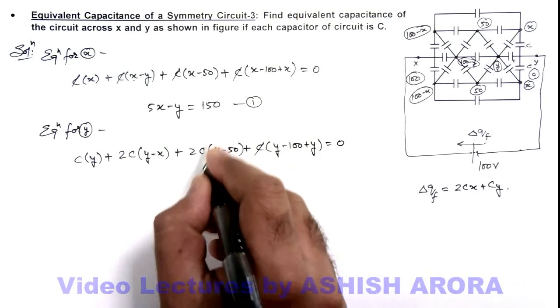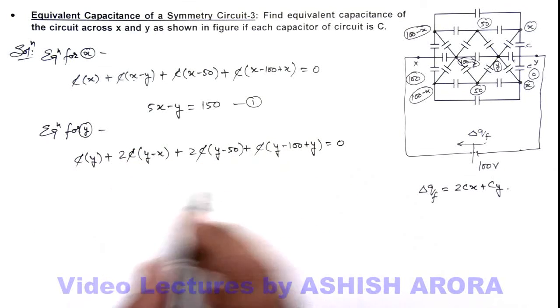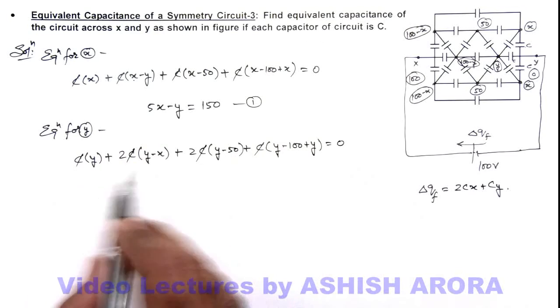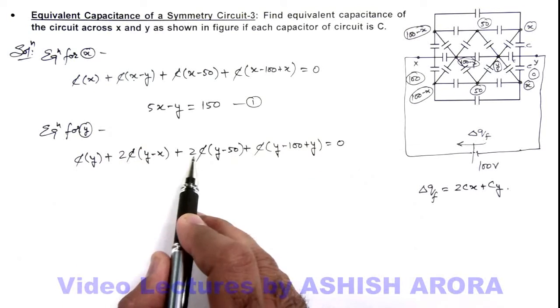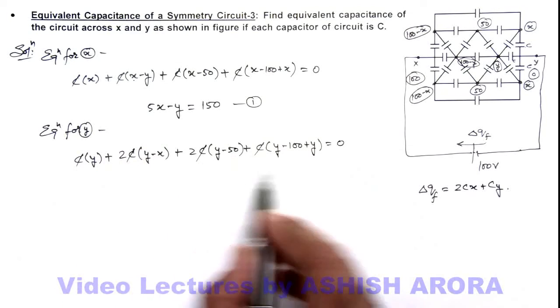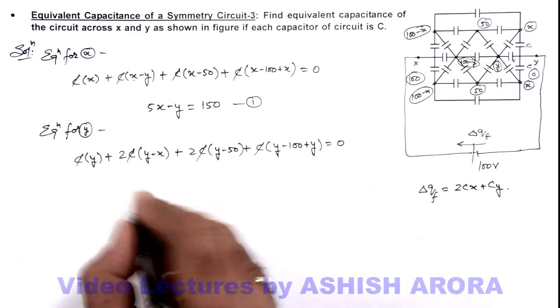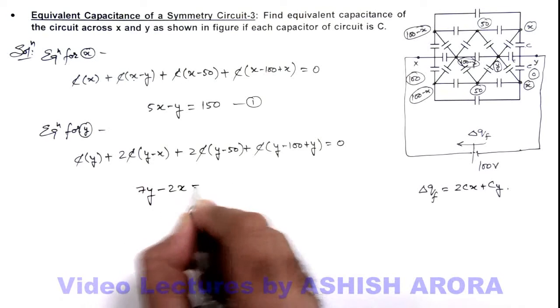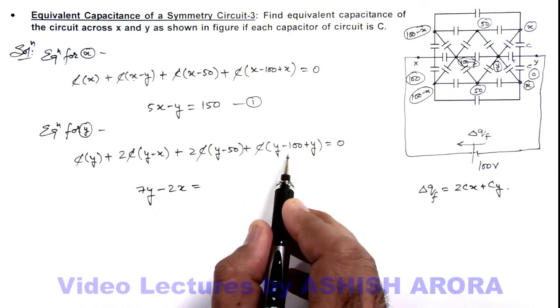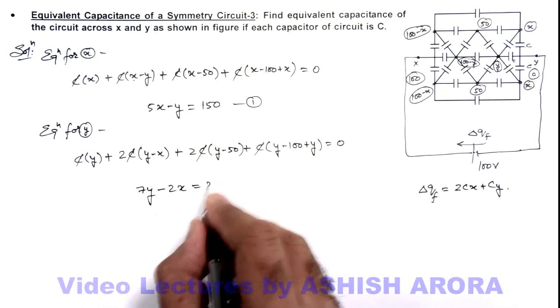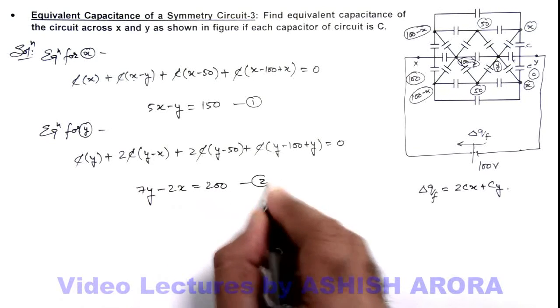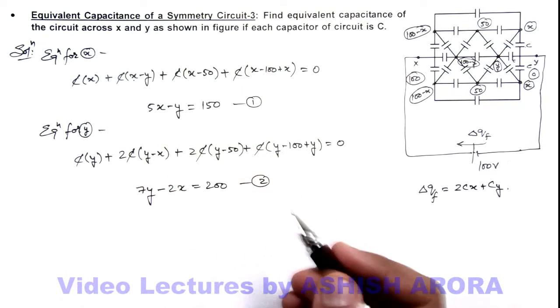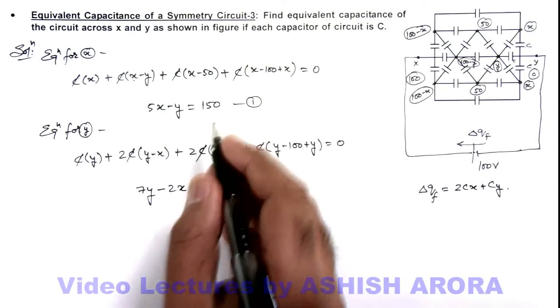Again C gets cancelled out, and on simplifying we can see it is Y plus 2Y, 3Y, plus 2Y, 5Y, plus 2Y, 7Y minus 2X is equal to 100 and 100, 200. This is equation 2. I can directly solve these two linear equations in two variables. I'll get the value of X and Y.